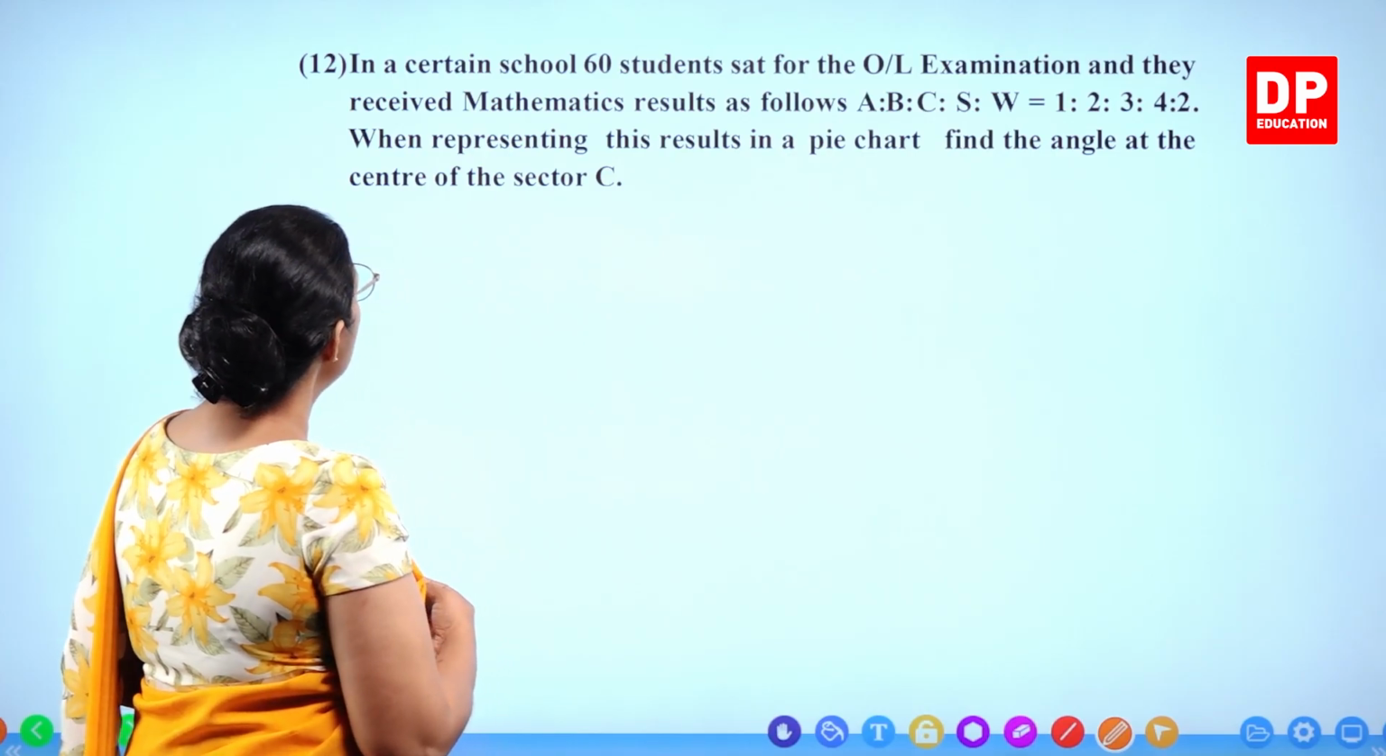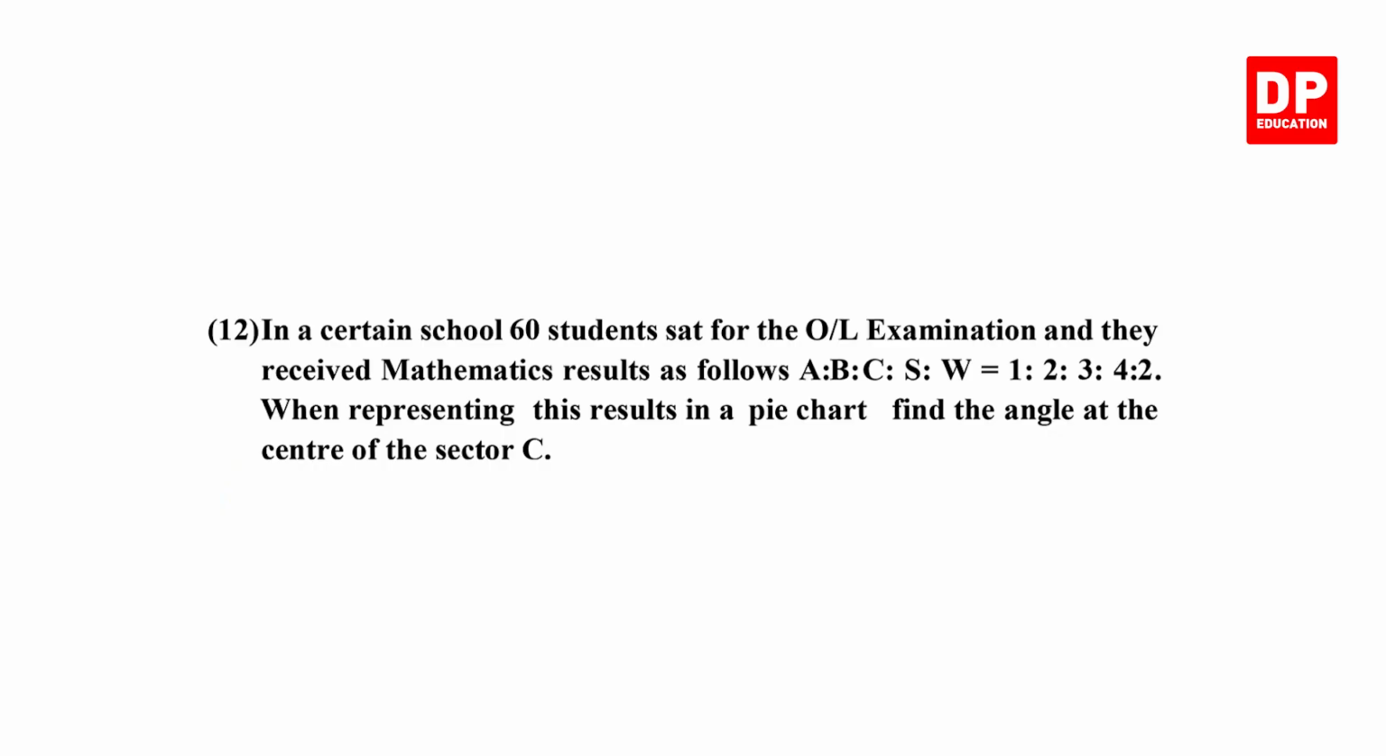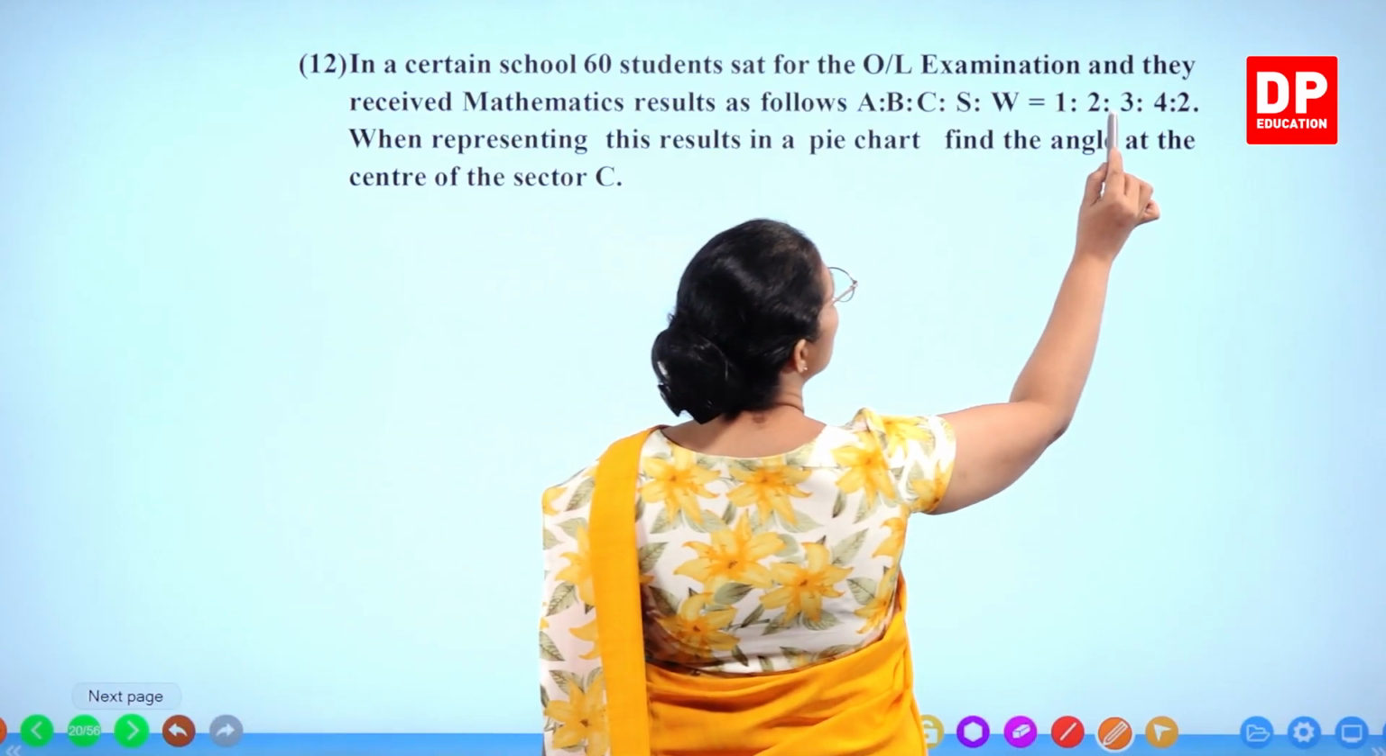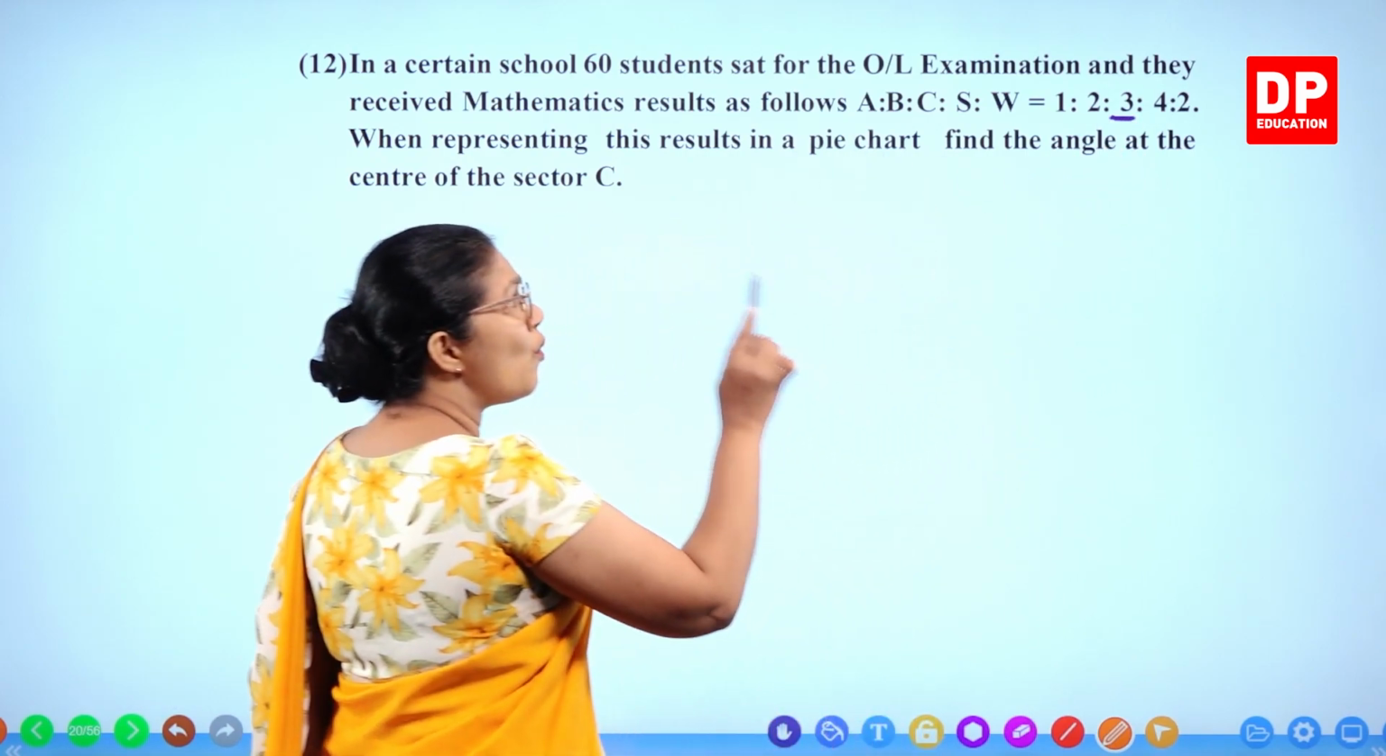Question number 12. In a certain school, 60 students sat for the O-level examination and they received mathematics results as follows: A, B, C, S, W. So these are the grades: 1, 2, 3, 4, 2. When representing these results in a pie chart, find the angle at the center of the sector C. Only the C value: 3 parts of the whole thing.